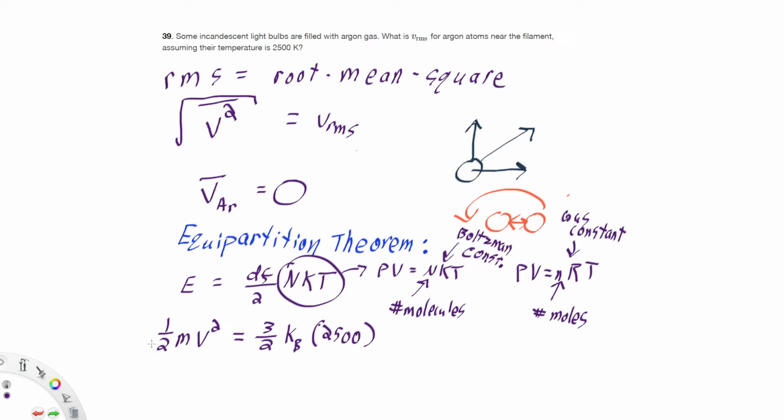Alright, so we come back to our energy equation over here. We get the halves to cancel off, and v will be the square root of kT over m. k is 1.38 times 10 to the minus 23. Right, that's literally just 1 over Avogadro's number.